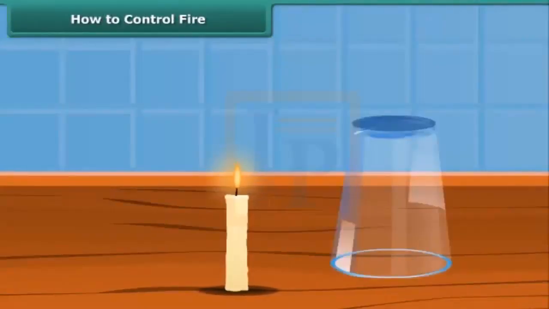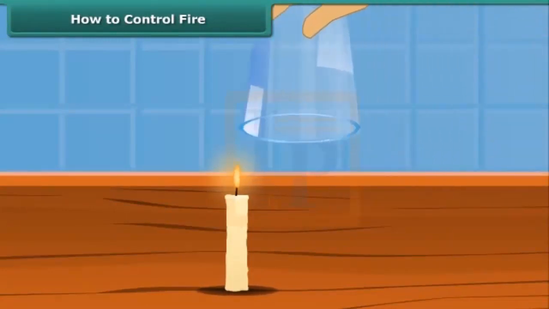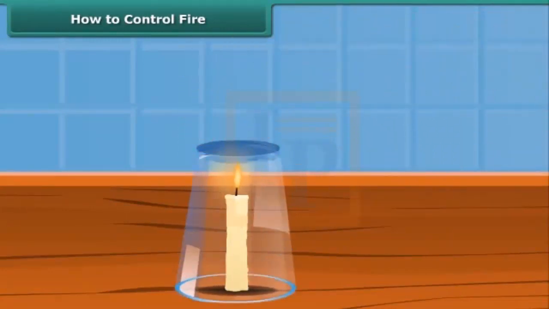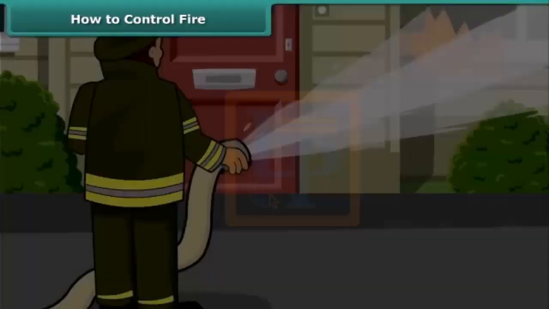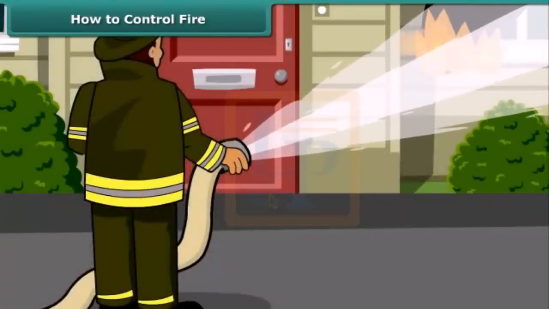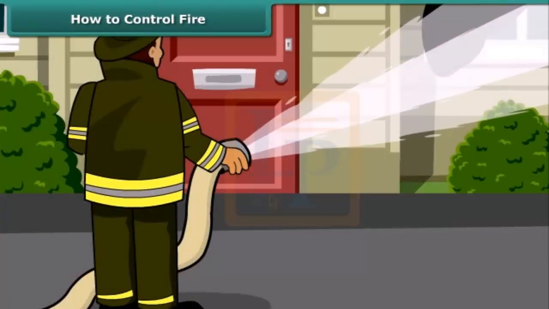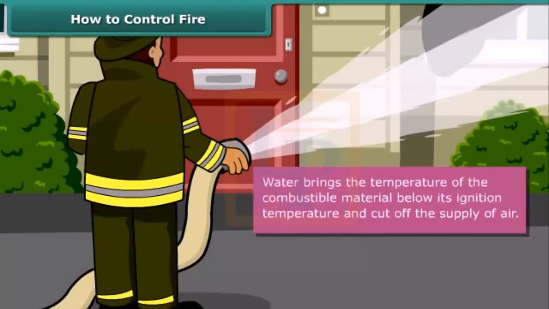Now we will see how the fire can be put off. Fire needs oxygen, heat and fuel to exist. However, it can be extinguished by removing any one of them. You must have seen a fireman throwing water on the fire and the fire gets extinguished. Water brings the temperature of the combustible material below its ignition temperature and cuts off the supply of air.